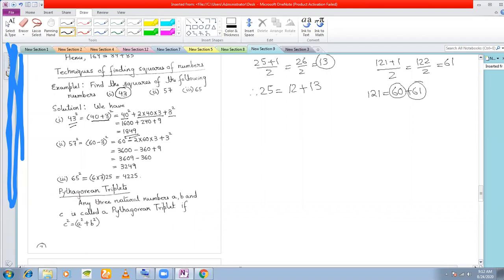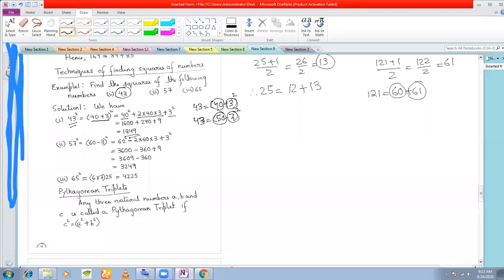Why have I written 43 as 40 plus 3? Because if I write 43 as 40 plus 3, the squares of 40 and 3 are easy to find. But if I write 43 as, say, 50 minus 7, these are bigger numbers. Yes, you can break it up in this manner also, no problem, because the square of 50 is also very easy to find, and the square of 7 is also very easy to find. You can break it up this way also, but for bigger numbers you have certain restrictions.